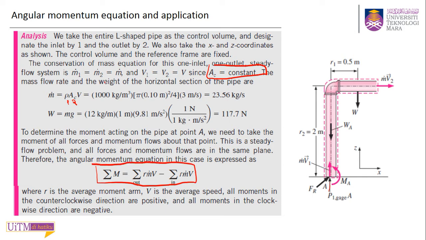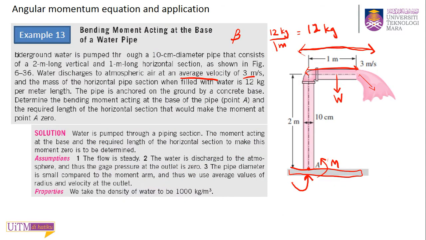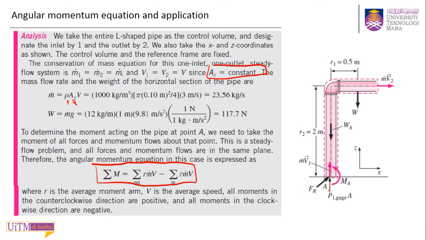Then they give you the W, the mass of that pipe with water, 12 kg per meter, and this is 1 meter. In this question, the length of the horizontal pipe initially is 1 meter. So we know the mass will be equal to 12, and if you times g 9.81, you will get your W, acting downwards. So this W we have value 117.7.